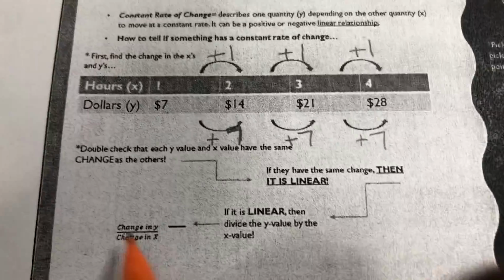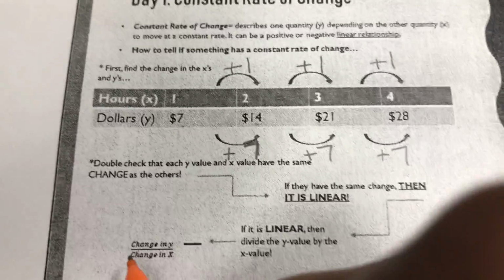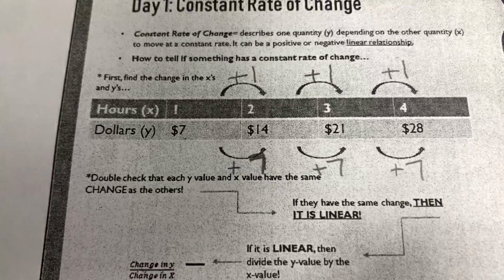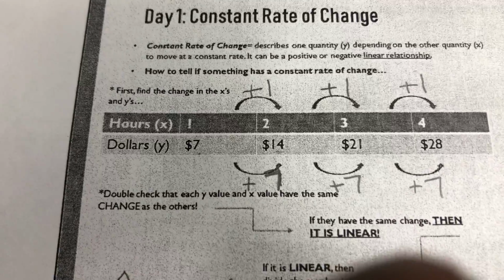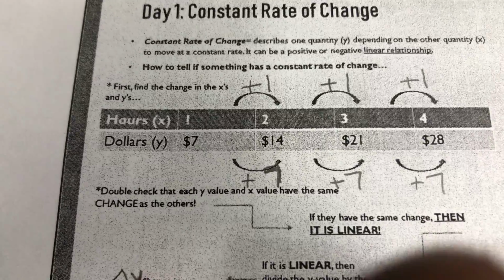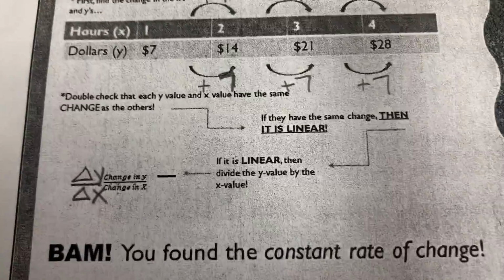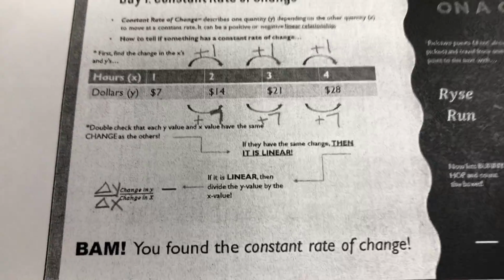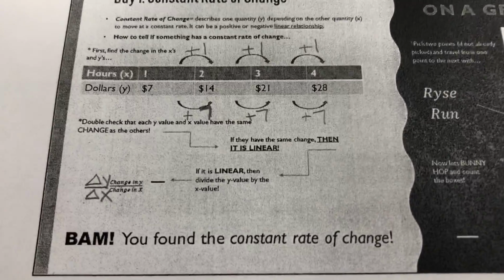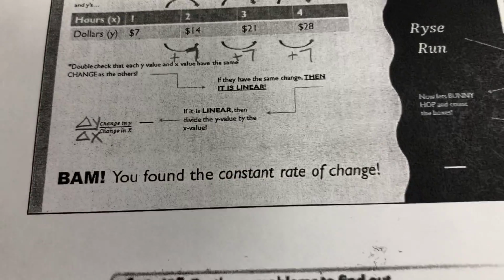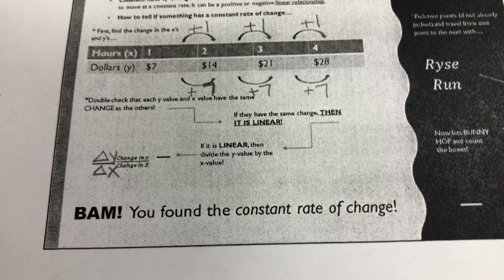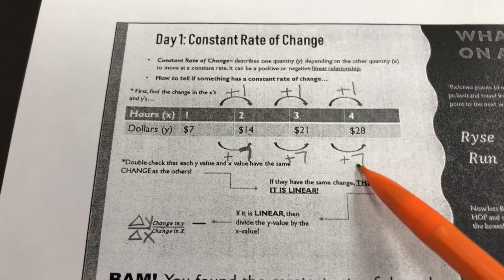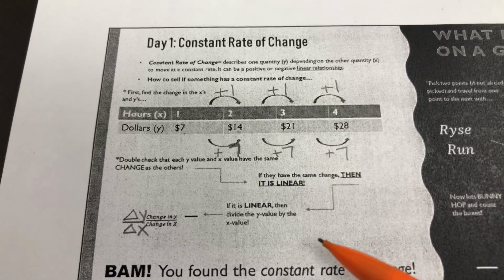Now, another way of seeing this, because sometimes they're not going to be nice and literally put the words change in y over change in x, they might just put a triangle that says change in y over change in x. So I want to make sure that we have that somewhere in the notes. And then from there, boom, that's it. You found the constant rate of change. That's all you have to do. So in this case, if we have to put the change in y over the change in x, what would it say?